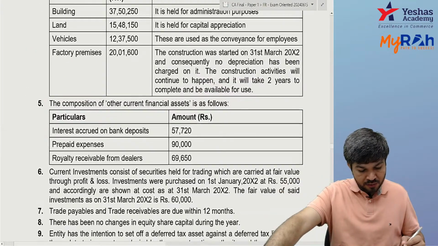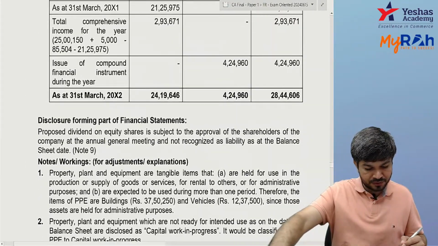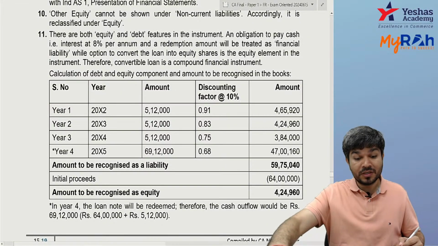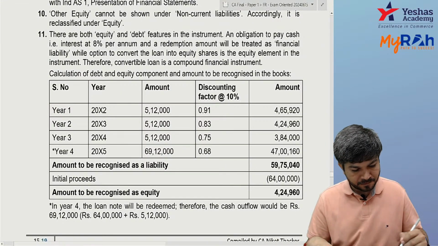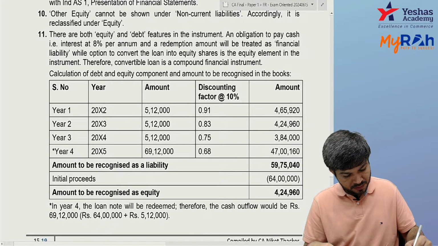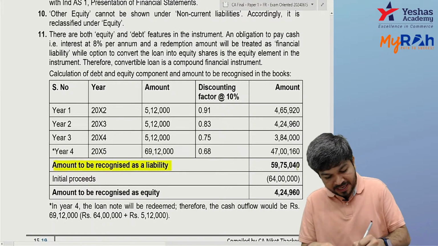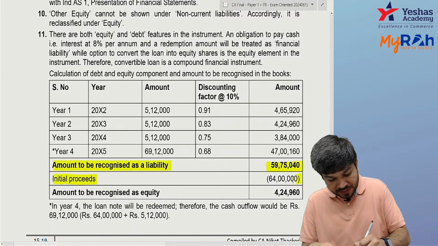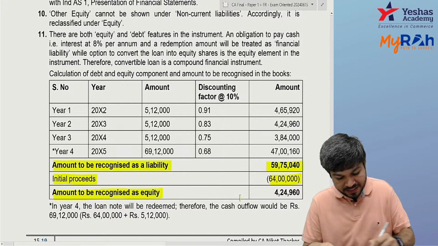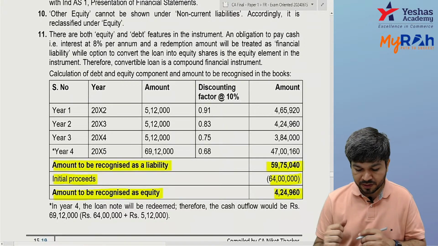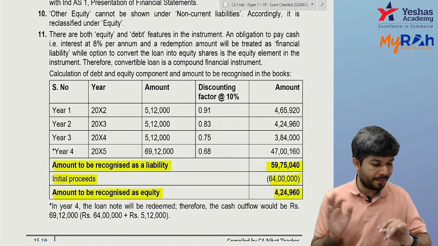Now, if you check out the solution, here, note 11. The amount to be recognized as liability is 5974. We received 64 lakh, so equity becomes 424,960. Equity becomes 424,960. Is it clear?